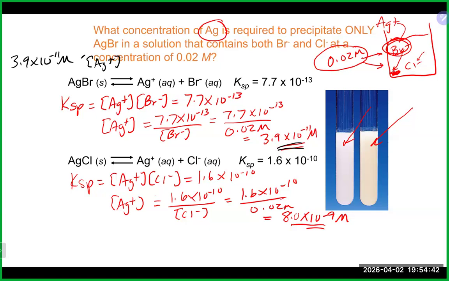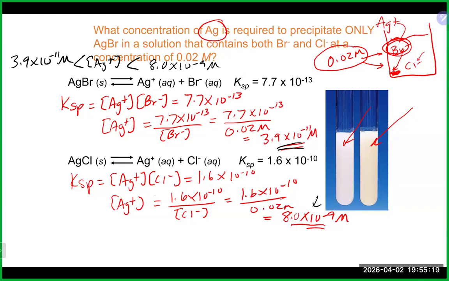It's got to at least be greater than that, but it cannot be greater than 8.0 times 10 to the minus 9, because that is where we start to see silver chloride come out. So if you were doing this experiment, you would start with a concentration of silver that's greater than 3.9 times 10 to the minus 11, but less than 8.0 times 10 to the minus 9. And that will start to see white solid come out. And you can feel very confident that the white solid you see coming out is silver bromide.